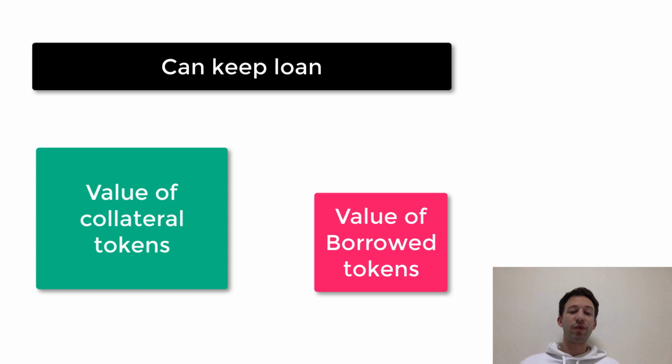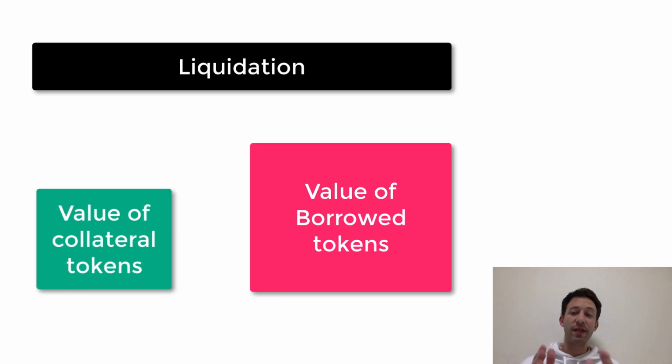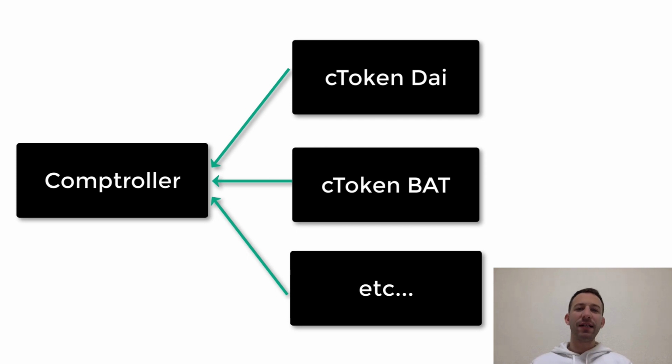Loans don't have any predetermined duration, and borrowers can choose to pay the loan back whenever they want, as long as the value of their collateral remains above a certain threshold. They can keep the borrowed asset. Otherwise, the collateral will be seized, it will be sold, and the proceeds will be given to the lenders to cover for their losses. So now let's dive deeper and see what are the smart contracts of Compound.